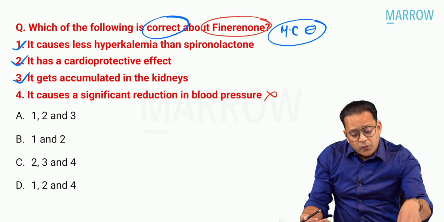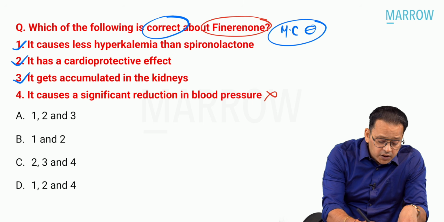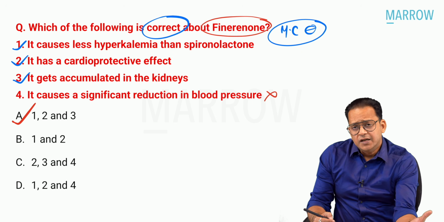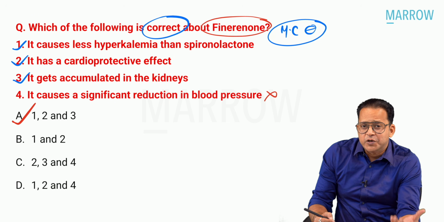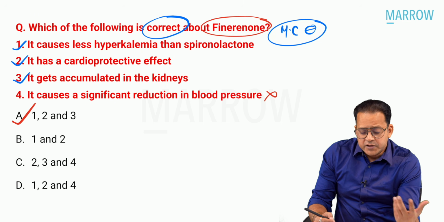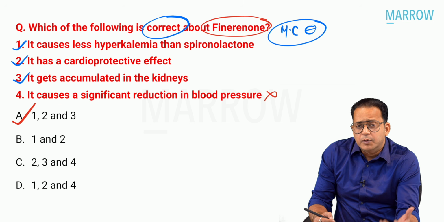So the answer here becomes 1, 2, 3. So where do we have 1, 2, 3? Yes, option A. It was a difficult MCQ. We have to agree to this. Even the examiner, if you give this MCQ after 1 month, he himself would not be able to answer this.